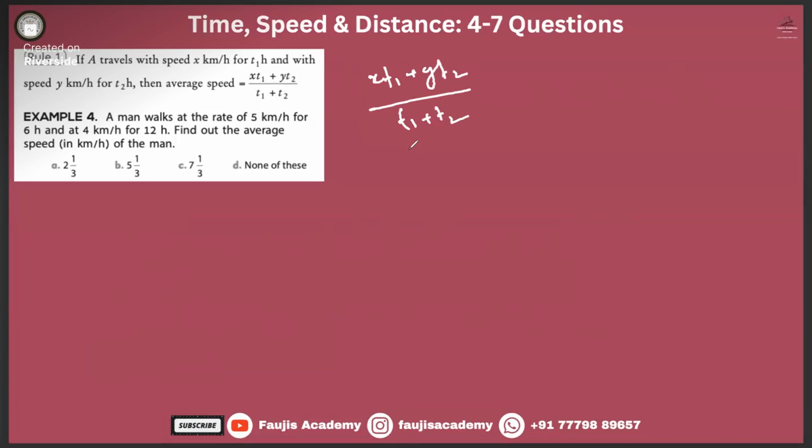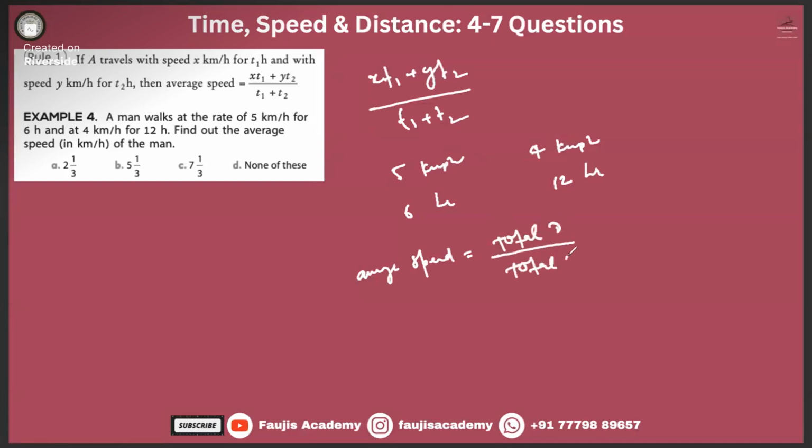They have given the example over here. A man travels at the speed of 5 kmph for 6 hours, and 4 kmph for 12 hours. Then what is the average speed? Average speed is equal to total distance by total time. This is what we have studied. So in the first case, what is the distance that they have covered?